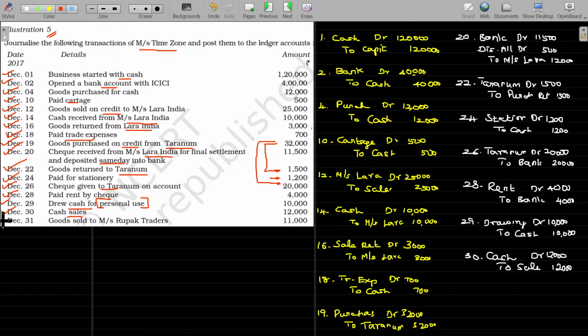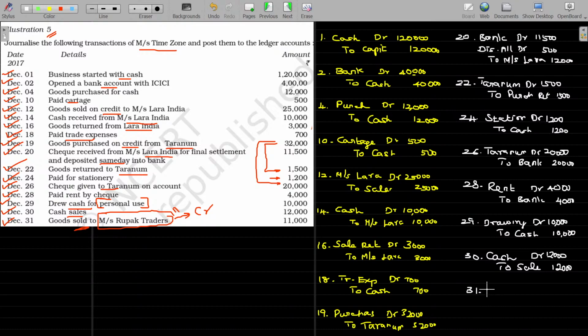On 31st December, goods sold to Mrs. Rubak Traders for rupees 11,000. If the sales or purchases are given with a name, and if you are not aware whether it's cash or credit, it's always assumed to be a credit transaction. So it's credit sales.